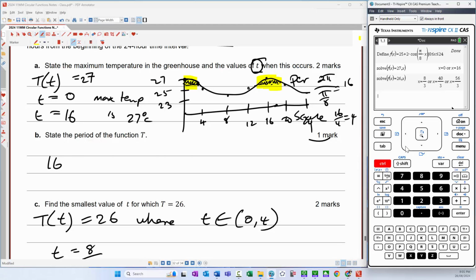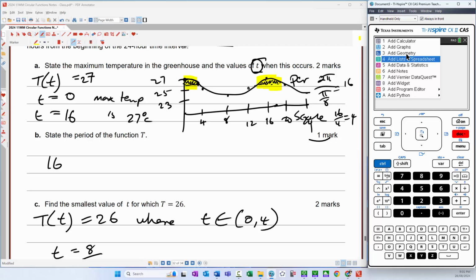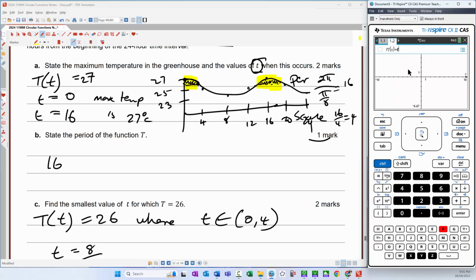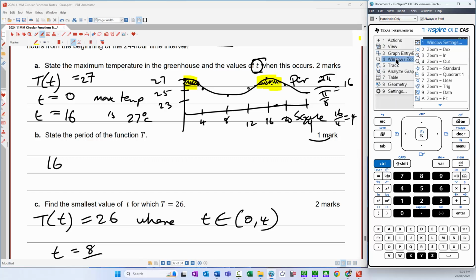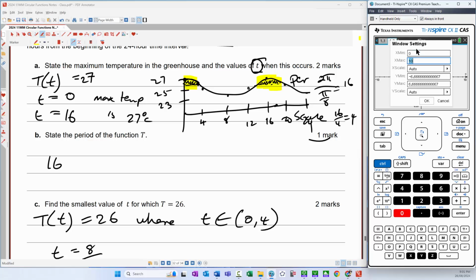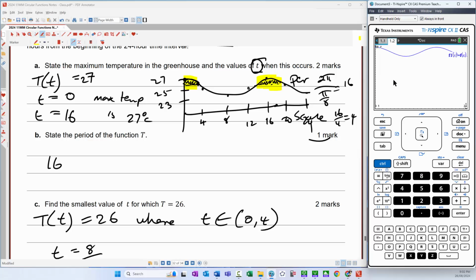So we're going to go Control, Doc, and Graphs, and we'll graph f of x. Go into Window, 0 to 24, and we'll go 0 to 28. Okay, so there's our function. Right, I'm just going to put in a line, y equals 26.